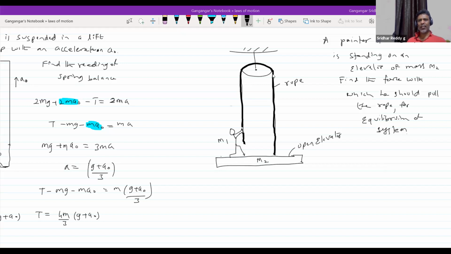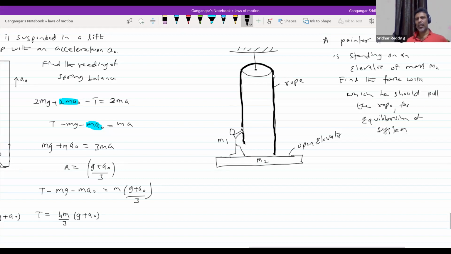The spring balance is just an instrument here, nothing to do with it. As usual, you just carry on with the problem in the region where it is connected. So calculate the tension in the rope to which the spring balance is connected, and that tension is the reading of the spring balance.